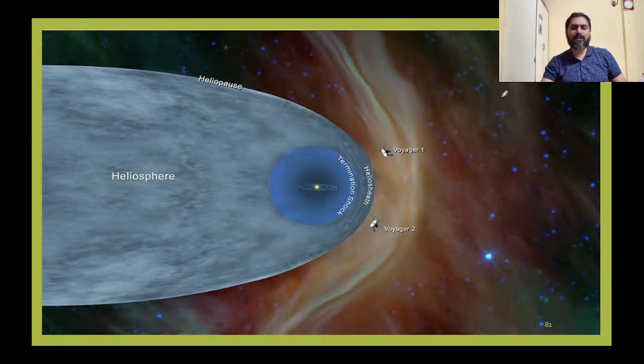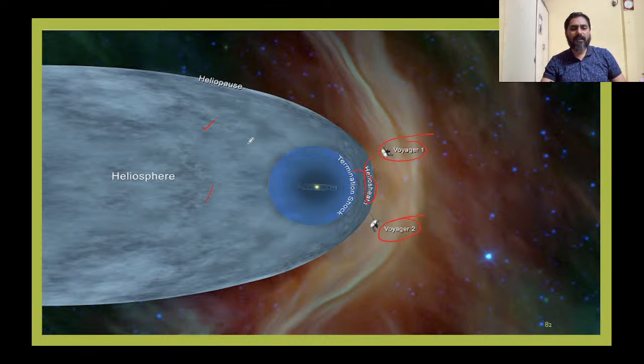At present the Voyager mission is beyond the heliosphere. What is the heliosphere? It is the boundary of the Sun's magnetic influence. The Sun sends out charged particles, and these charged particles form a bubble-like structure. This is the bubble that you are seeing. This is your heliosphere.